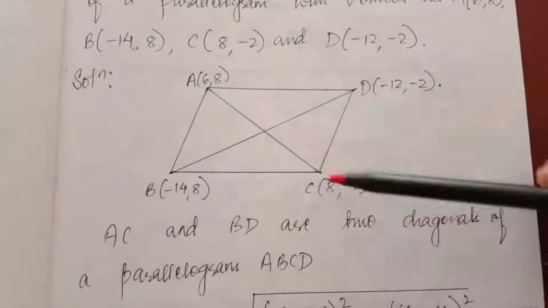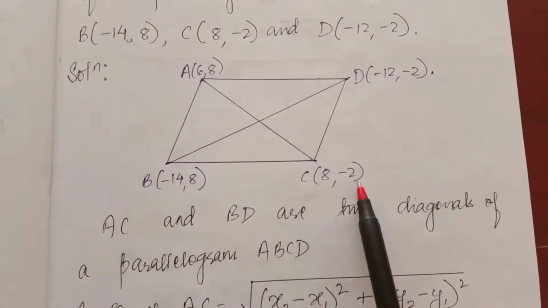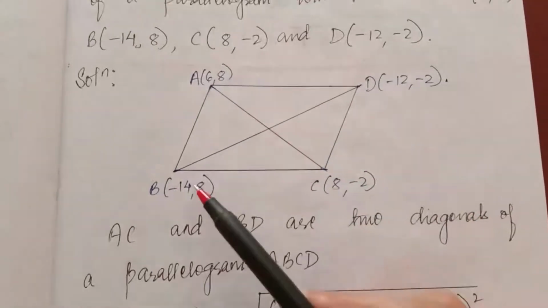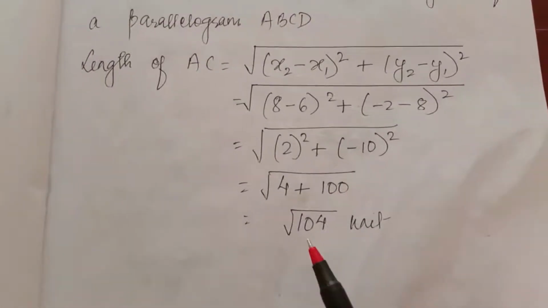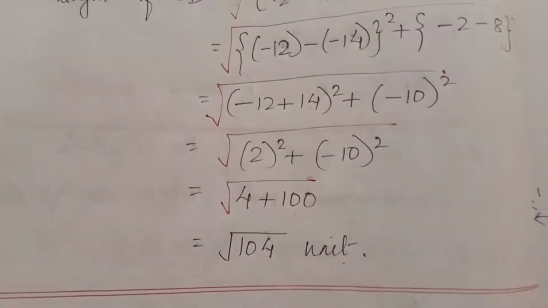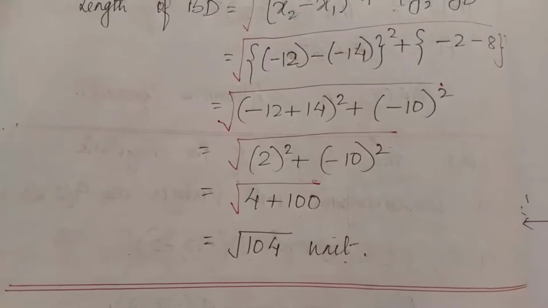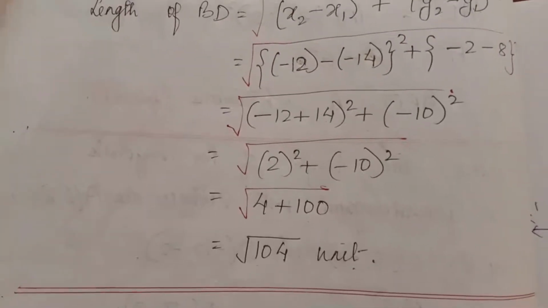First you have to find AC. For this line AC, this is x1, y1, this is x2, y2. Now for the line BD, this is x1, y1, this is x2, y2. So AC you will get root 104 units and BD also root 104 units. So this is a parallelogram whose two diagonals are equal. That means this parallelogram is a rectangle also.